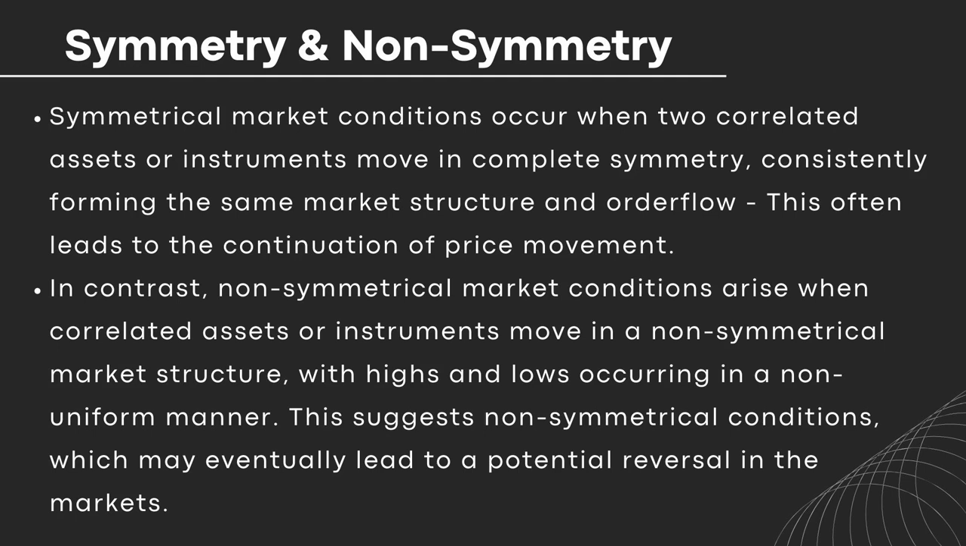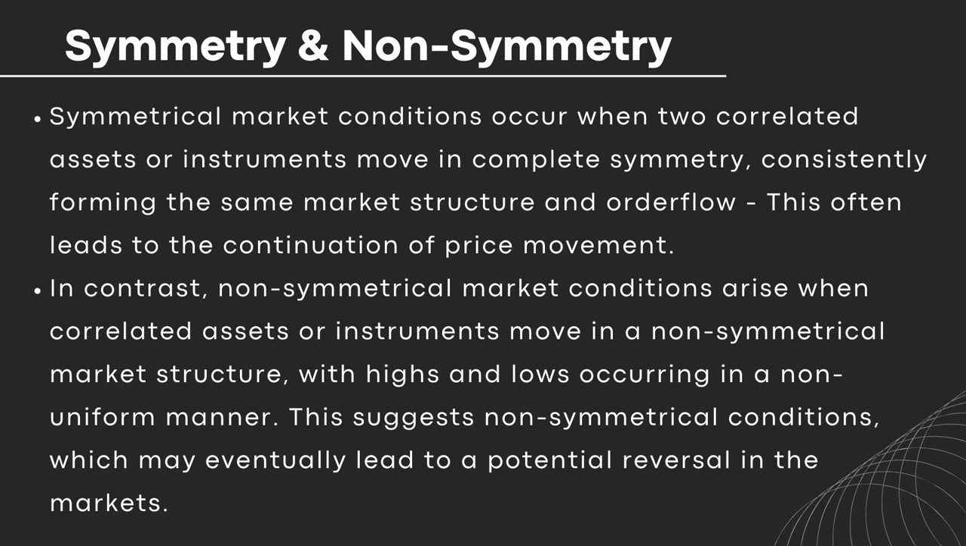There's no manipulation going on by the market makers or smart money, so you can accurately and precisely trade it without any confusions or doubts. On the other hand, non-symmetrical market conditions are those in which there is a clear discrepancy and variation between the order flow of two correlated assets or markets, right? This type of market condition arises when two correlated assets or instruments move in a non-symmetrical market structure and order flow, producing varying or different structure.